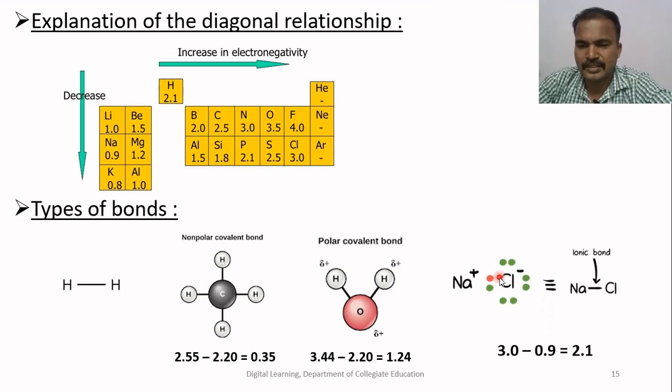If you consider a bond between two atoms that differ by a large value of electronegativities, just like this. See, the electronegativity of chlorine is 3.0 and the electronegativity of sodium is 0.9. So the difference in electronegativity value is 2.1. It is more than 1.7 and it leads to the formation of an ionic bond.